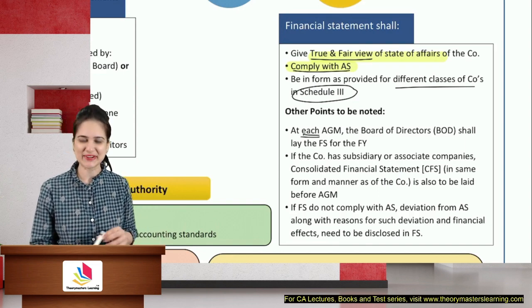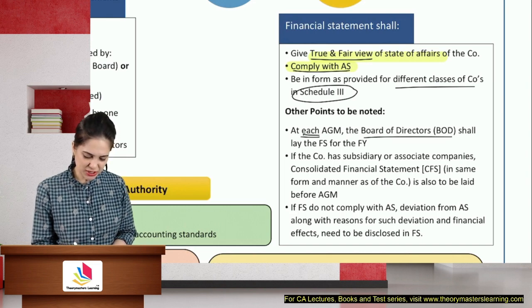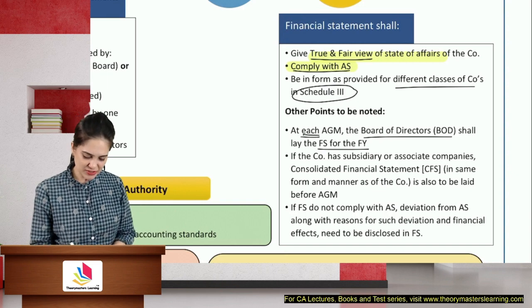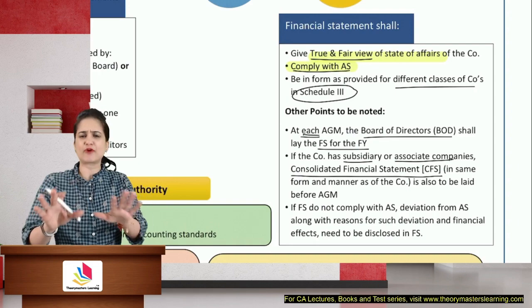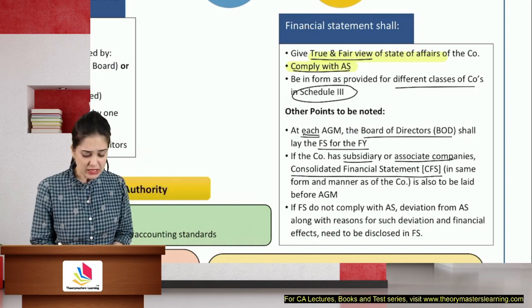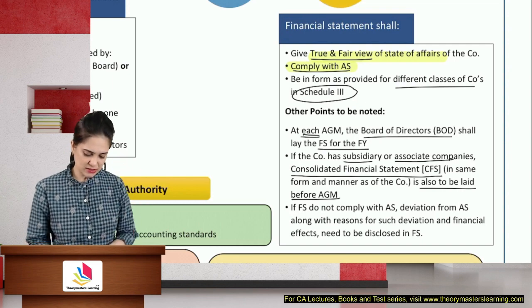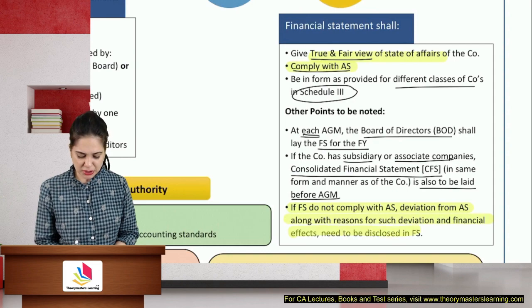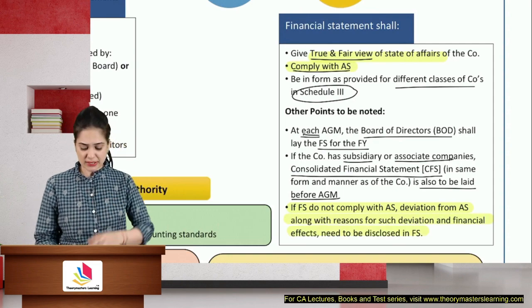Yes, board's report. So at each AGM, the board of directors shall lay the financial statements for the financial year. If the company has subsidiary or associates, then we will also prepare consolidated financial statements in the same form as the original statements are maintained. They will also be laid before the annual general meeting. In case the financial statements do not comply with the accounting standards, deviation along with reasons for the deviation and what is the financial impact of the deviation shall be disclosed.